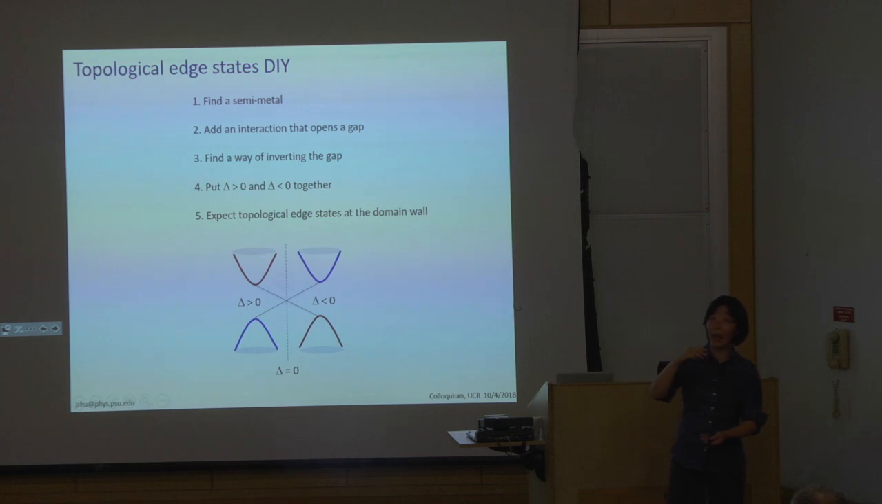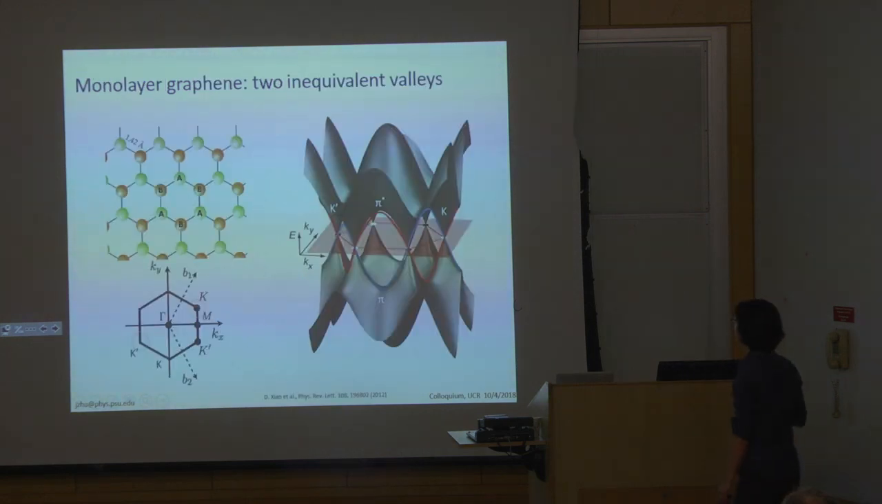So I want to find a small gap material, zero gap material, and I want to add an interaction that opens a gap. I want to find a way of inverting that gap, and I want to put the positive gap and negative gap together as you saw before in the TI, and then I'm going to look for these counterpropagating states at the boundary between the positive and negatively gapped area. Okay, so that's our recipe.